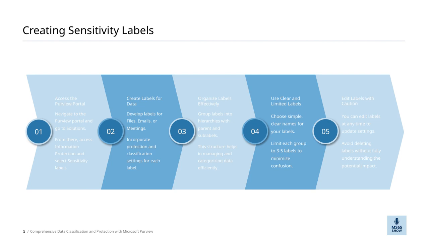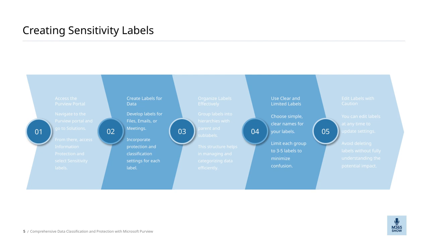Once you've created these labels, incorporate specific protection and classification settings for each one to ensure your data is handled appropriately. It's also important to organize your labels into hierarchies, with parent labels and sublabels. This structure helps you manage and categorize your data more efficiently, making it easier for users to find and apply the correct labels. When naming your labels, aim for simplicity and clarity. Use clear names that everyone can understand easily. Limit each group to about 3 to 5 labels to avoid confusion and keep things manageable.